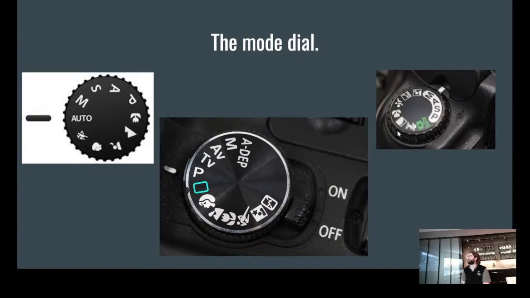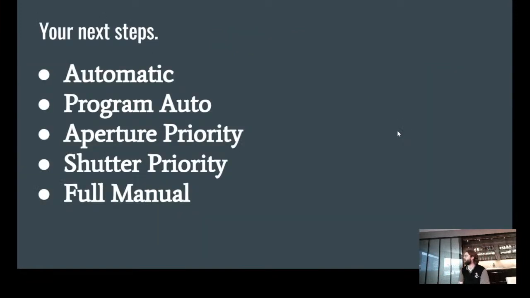Now, before we start talking about the different modes and how we get there, we should talk about the mode dial itself. I like to refer to this as the gear shifter on your car. This is how you're basically driving the whole camera. This controls what setting that you're on and how the camera is going to allow you to then operate the camera. So the main modes that we're going to be talking about, or that you'll see on a camera, are automatic, program auto, aperture priority, shutter priority, and full manual.